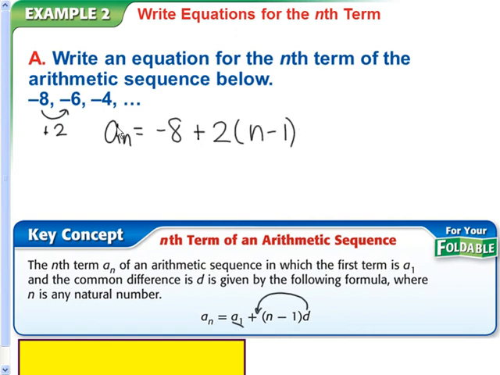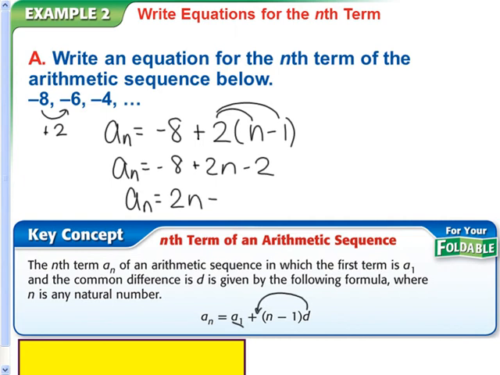So that's the equation. Generally, we see it in slope-intercept form, though. So we would distribute this through: negative 8 plus 2n minus 2. And so then if we combine like terms, we've got 2n minus 10. So that would be our equation to quickly find any term.